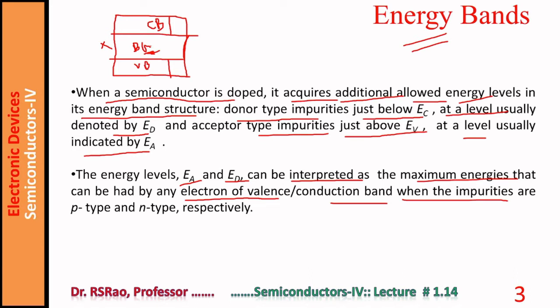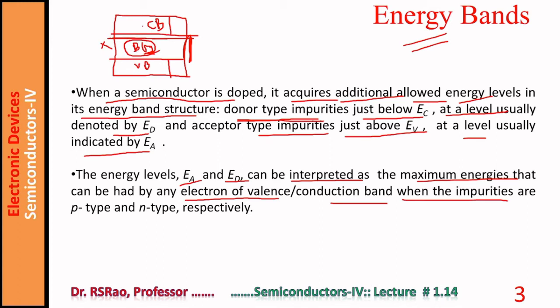So here the point is reduction in the forbidden band gap. It increases the probability of valency band electrons moving into the conduction band, thereby increasing the conductivity. Addition of impurity atoms, that is doping, in fact reduces the forbidden energy gap. When donor type impurities are added, an allowed energy level is created just below EC.